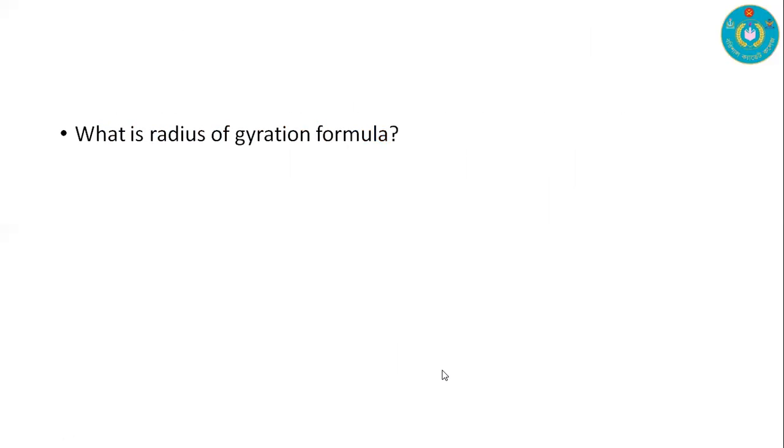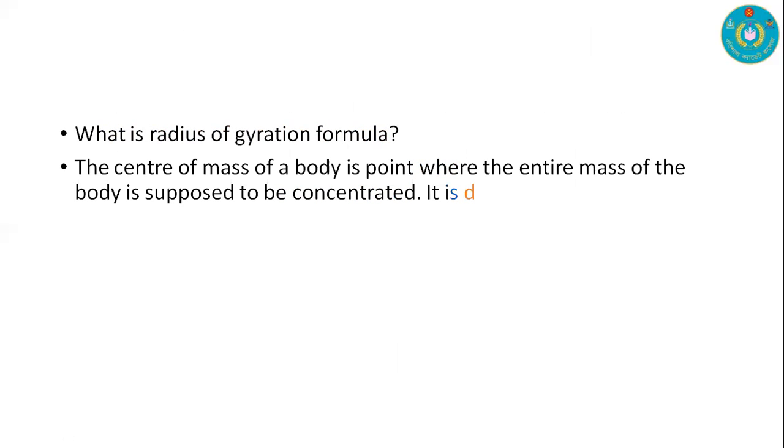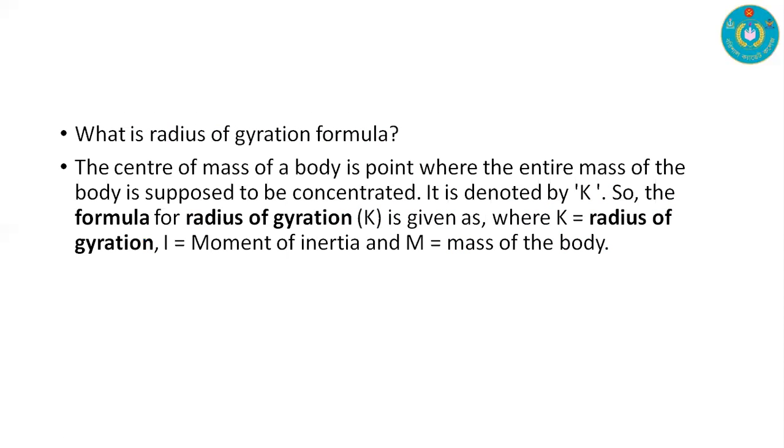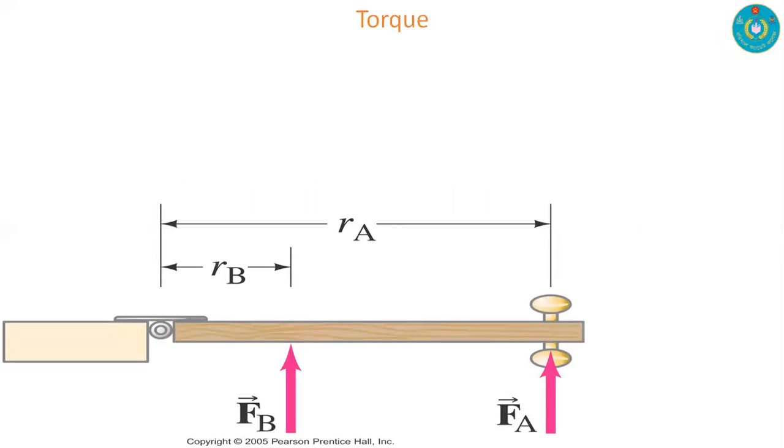What is the radius of gyration formula? That is denoted by K, and we have the explanation here. For torque, consider that we have a force to the point A, that is Fa, and to the point B, that is Fb, and the radius for the point B is Rb, and for the point A the radius is Ra, and we can apply force to the point Fb and to the point Fa. For Fb we have the radius Rb, and for Fa we have the radius Ra.